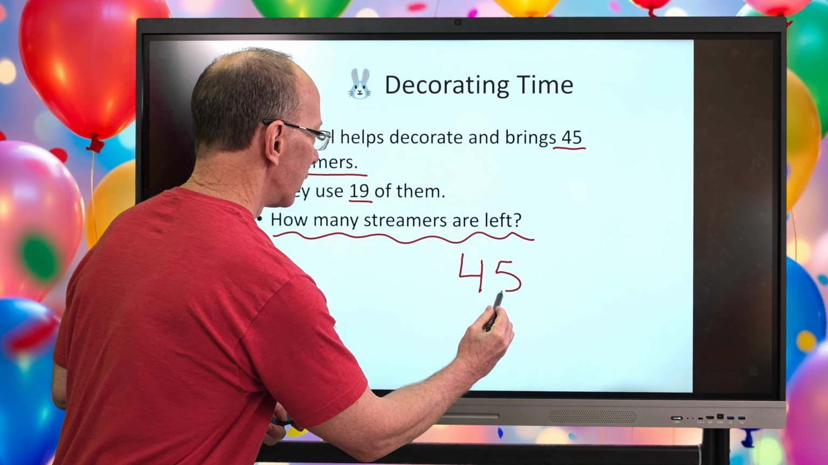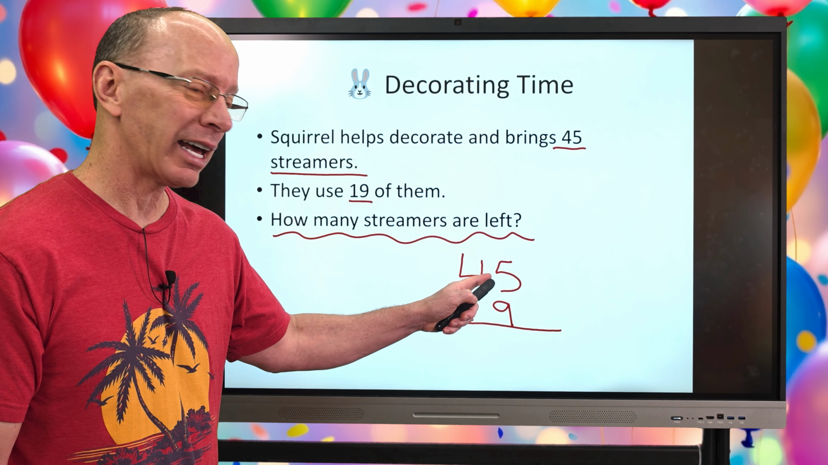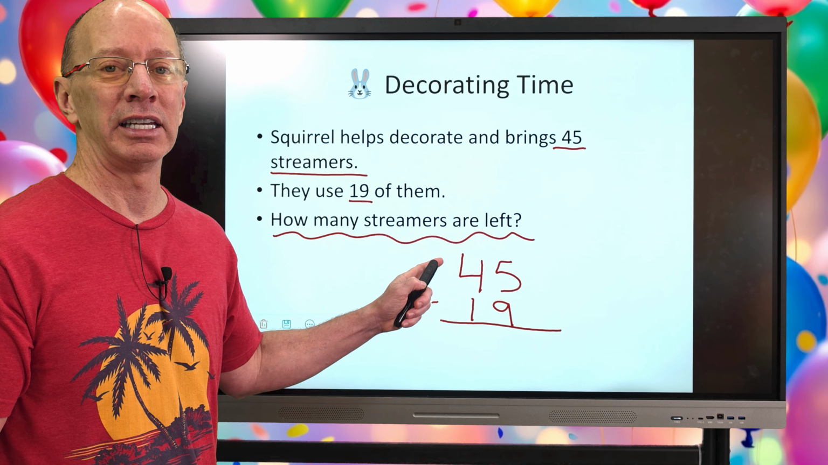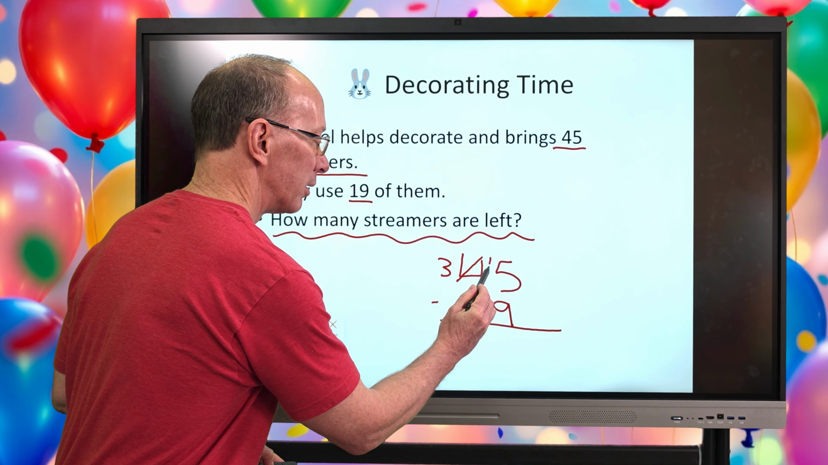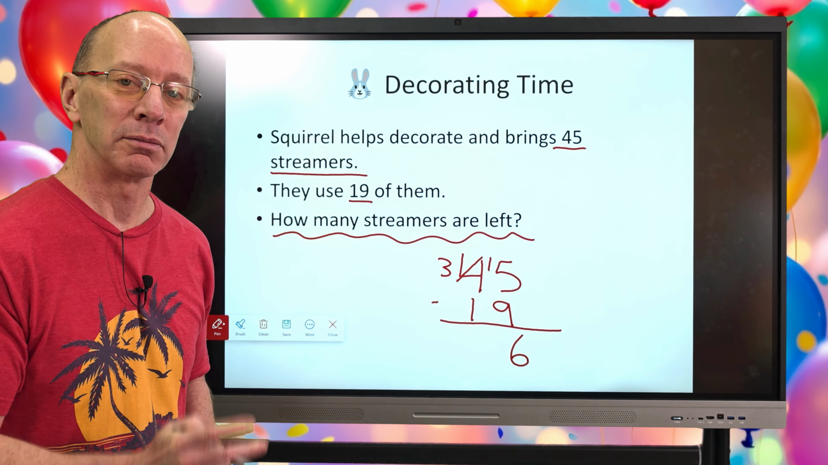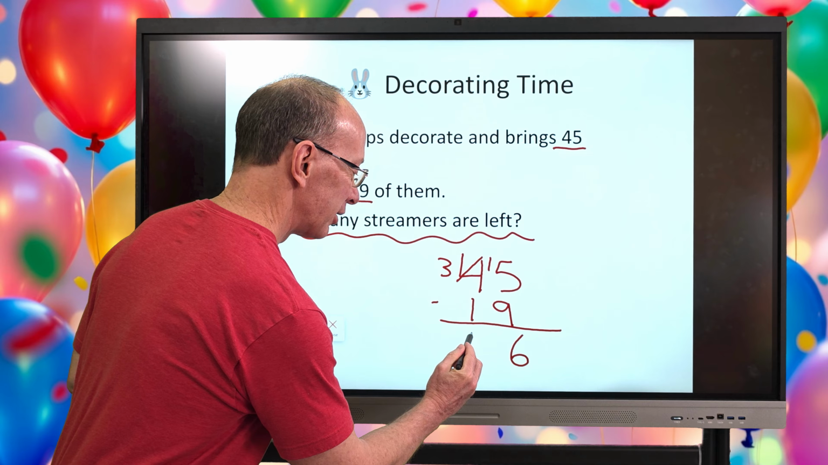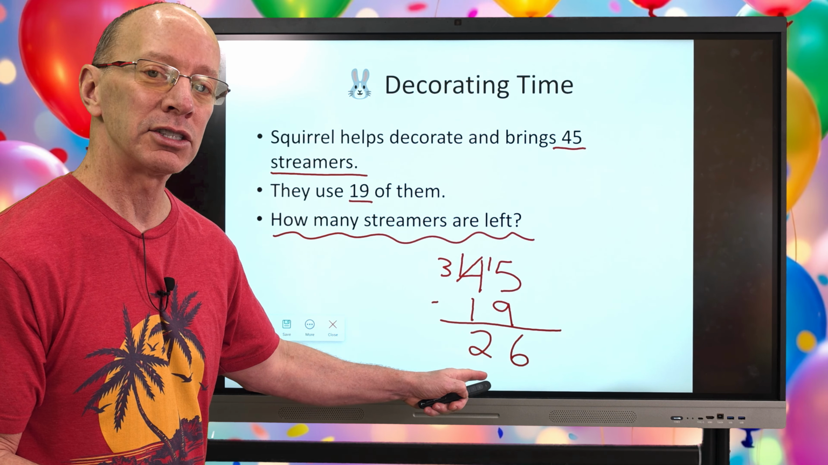45 minus 19, just like that. All right, hopefully you can see that problem down there. Again, we start with the ones column, and I'm going to have to borrow because if I have 5 and I want to take a 9 away, you can't do it. You need to borrow. So I'm going to borrow 1 from the tens place, which would make this a 3. And this will be a 15. So 15 minus 9 equals 6. And then 3 minus 1 equals 2. Uno, dos. So we have 26. So how many streamers are left? There are 26 streamers left.